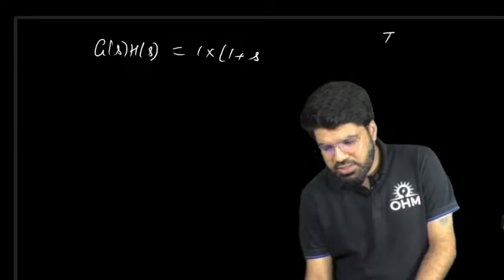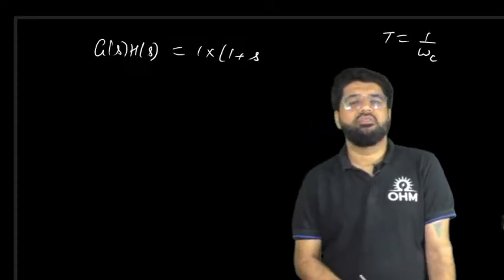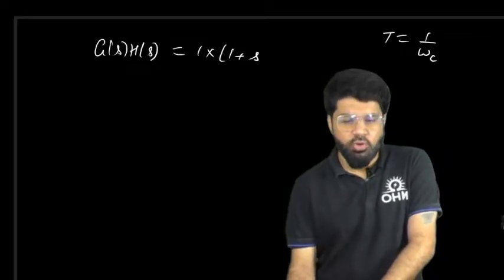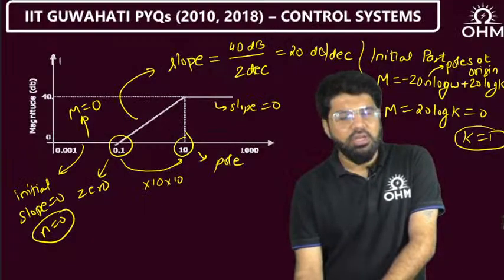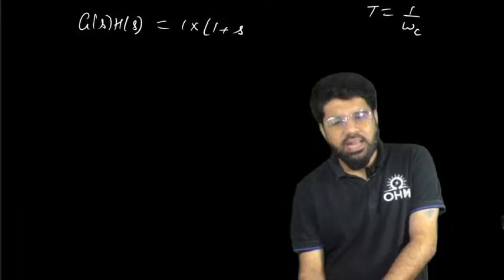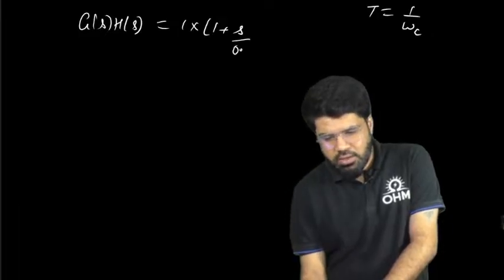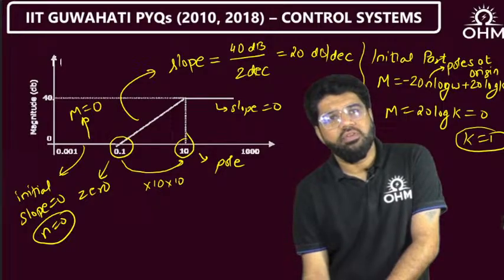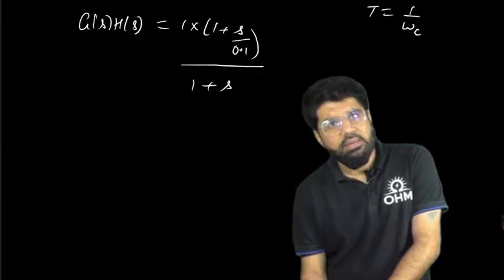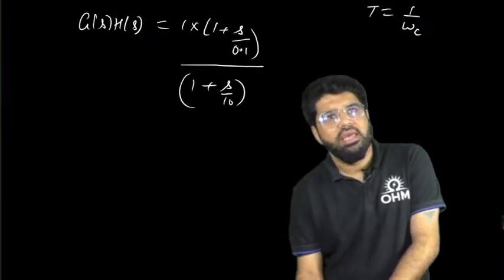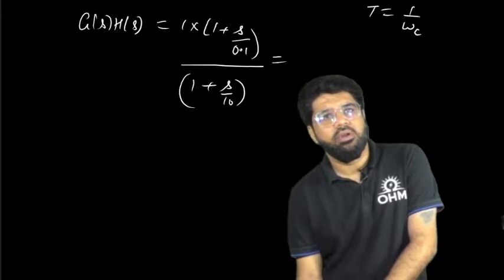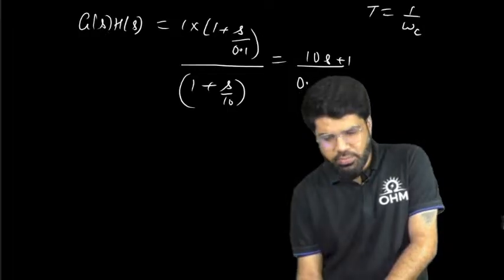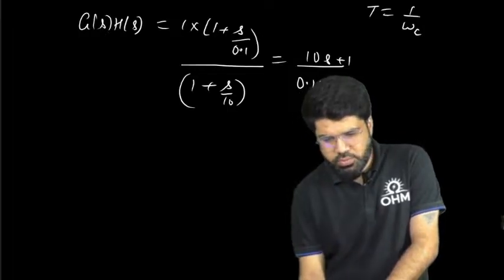Now what is the time constant? Time constant is the reciprocal of the corner frequency, because corner frequency is 1 upon time constant for the simple pole, or say for the first order pole or first order zero term. For the zero, the corner frequency is 0.1, so the time constant is 1 upon 0.1. For the pole, the corner frequency is 10, so the time constant is 1 by 10. Hence your answer must be s upon 0.1, that is 10s, plus 1, upon s by 10, that is 0.1s plus 1.